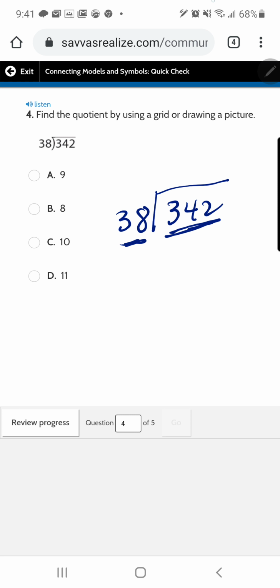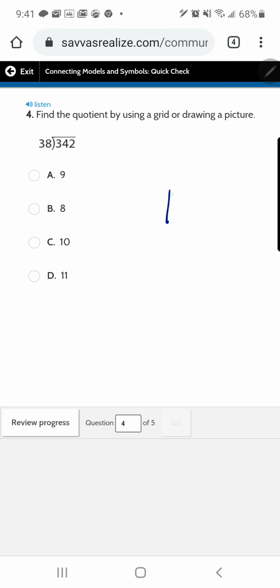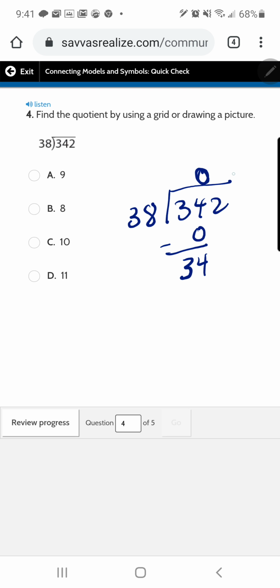So let's go ahead and get started. Let me go ahead and rewrite that again. It's 342, our dividend, divided by 38, our divisor. So how many groups of 38 can I make with 34? Oh, I can't, right? So 0 times 38 is 0, and then subtracted from 34, you get a difference of 34. Now you bring down your 2. Well, here's the biggie, right? Here's the big problem: I do not know what 38 times what would give me the answer.